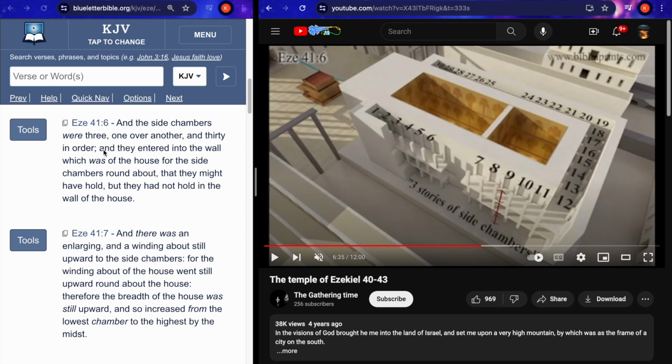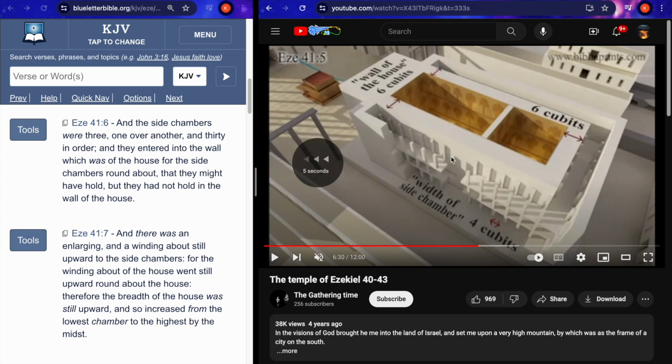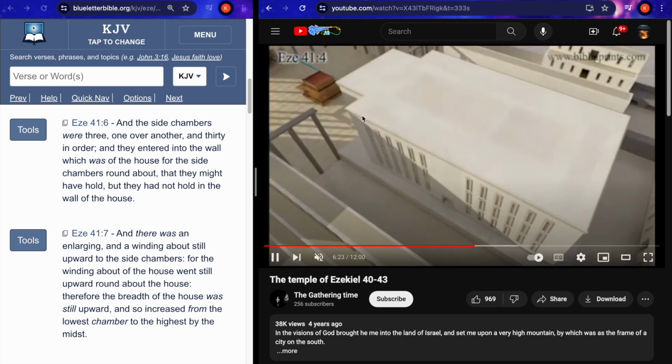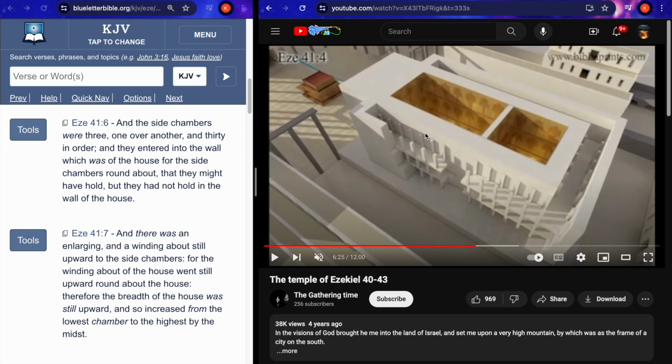And in order, and they entered into the wall, as you can see, because remember how he depicted this, right? If we go back a little bit, you see how the building is covered. So the things we're seeing are what's actually inside the actual building. All right, so let's go forward just a little bit. So continuing in verse 6, and they entered into the wall which was of the house for the side chambers round about, that they might have hold, but they had not hold in the wall of the house.